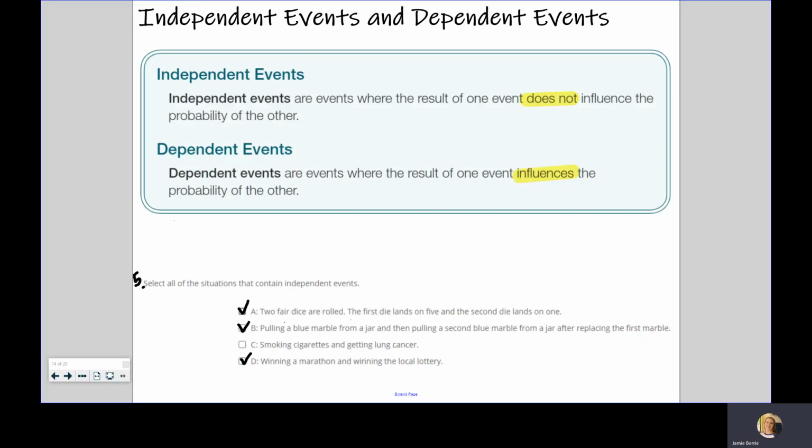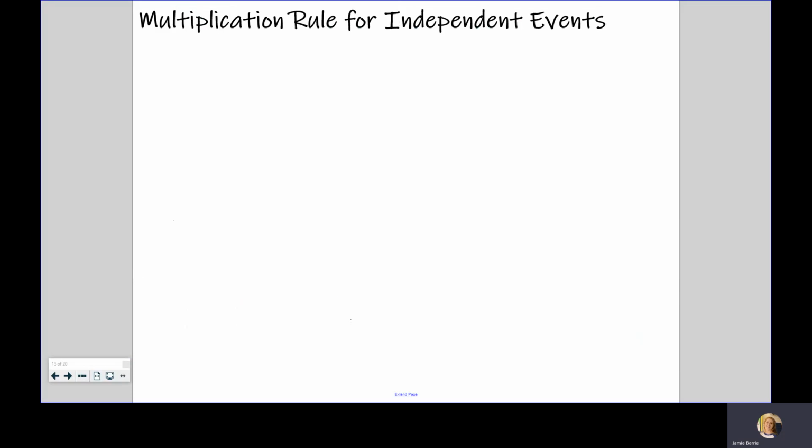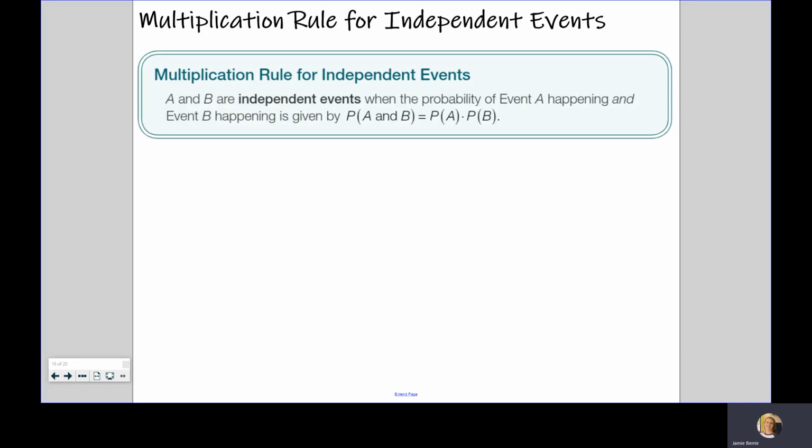All right, so we're going to be looking at the AND problems here. We're looking at the probability of an event A and an event B. So let's look at our multiplication rule for independent events. In order to use this rule, you need to know that your events are independent. Here's the rule. This is one way that you can check and see if 2 events are independent.